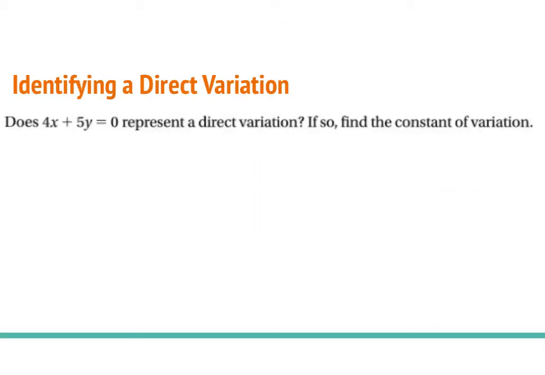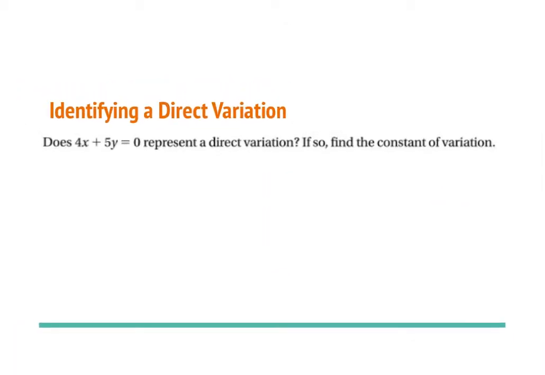Let's take a look. We're going to do another example. Identify a direct variation. So does 4x plus 5y equals 0 represent a direct variation? If so, find the constant of variation. Guys, always, always, always, first thing we do is we solve for y. How do we solve this for y?